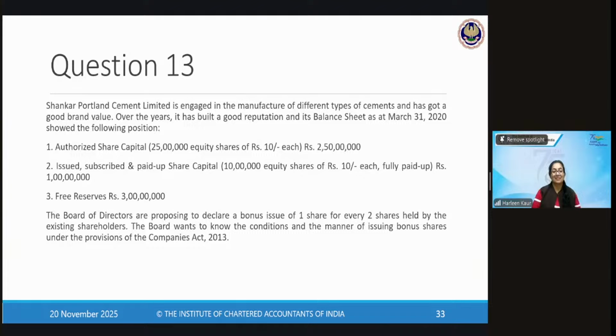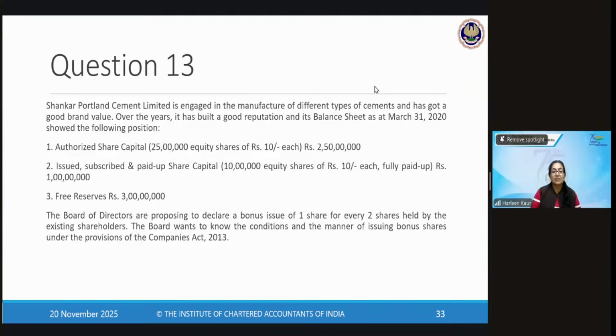That calculation part I do not know, but from the free reserves alone we can provide the shares. Yes, absolutely. Okay, not a problem. At least a very good try. The manner and conditions that you have mentioned are absolutely correct, Ram. Very good. Good, well done.